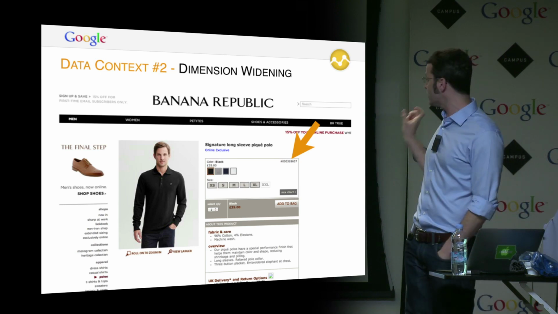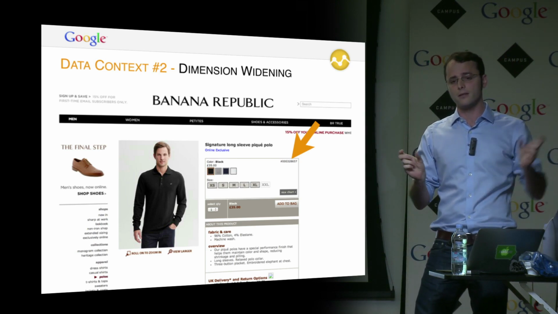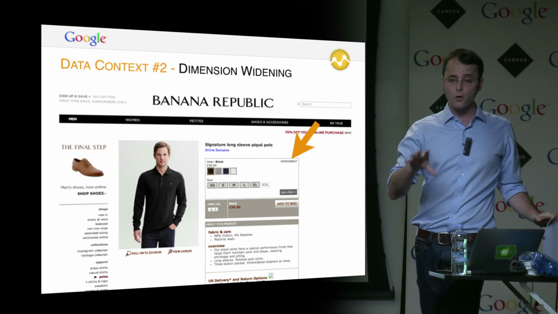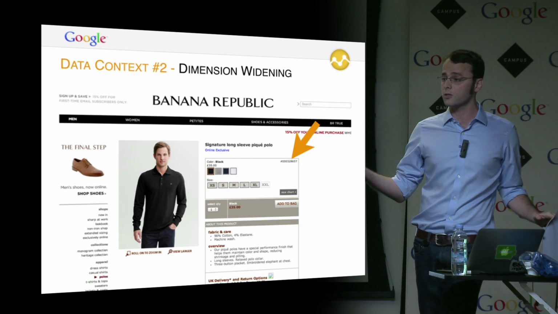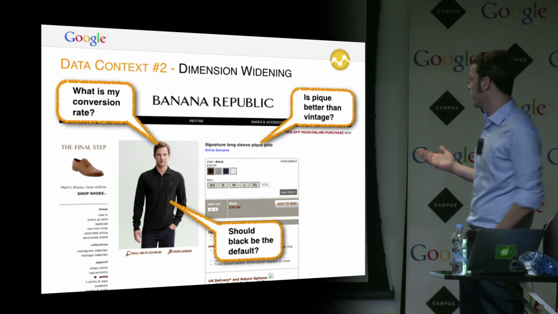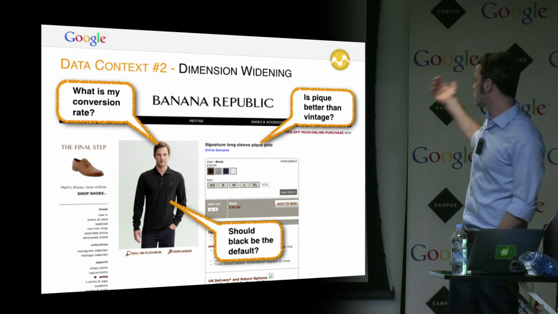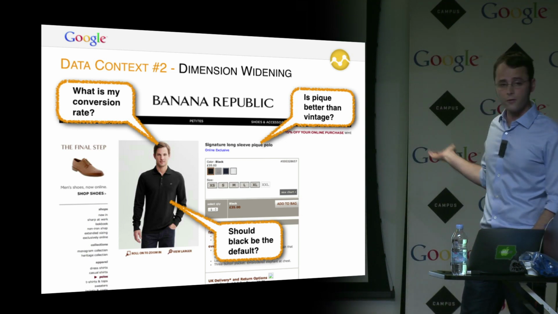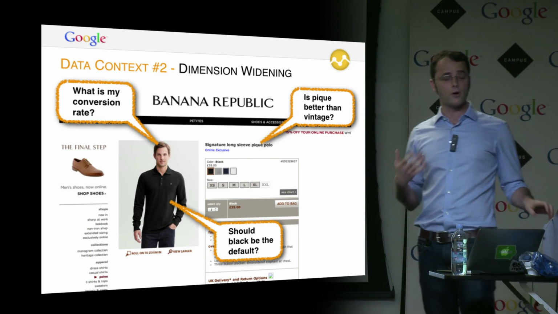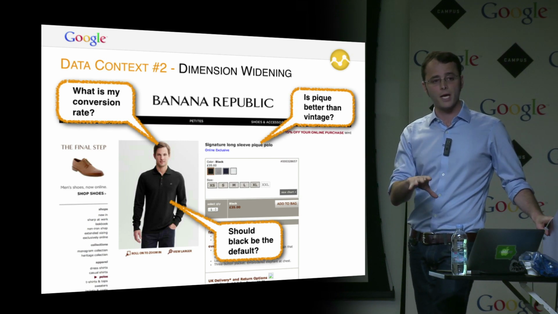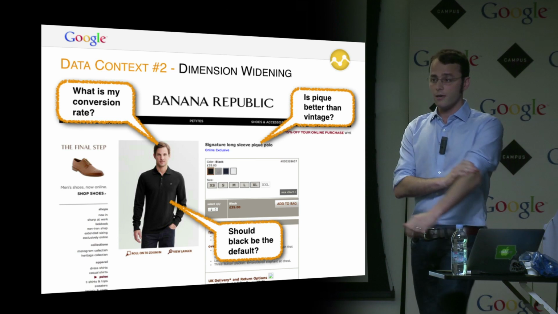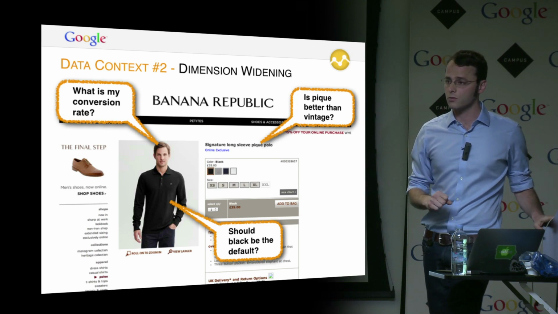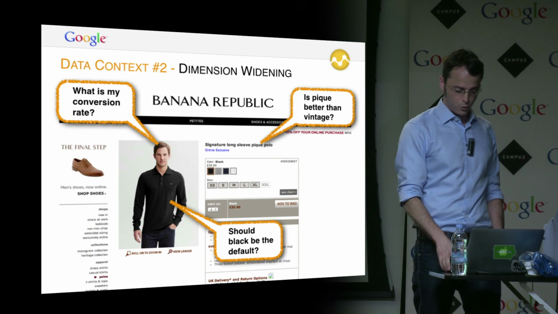Now, what we can do is take this customer ID, which I have in my database, with all these characteristics that I'm talking about. And now I can upload this table into Google Analytics, and then I'll have all the information available to make decisions. Suddenly I'll be able to answer questions like, what's the conversion rate of this model? What's the conversion rate, for example, of piqué shirts as opposed to vintage shirts? And should the default be black or gray? So I can start answering more interesting questions based on website behavior and the information that I have in my database. This is a very good way to enrich the data in Google Analytics. And you can also upload anything that you have in your CRM into Google Analytics using dimension widening. That's a very important feature to keep in mind.